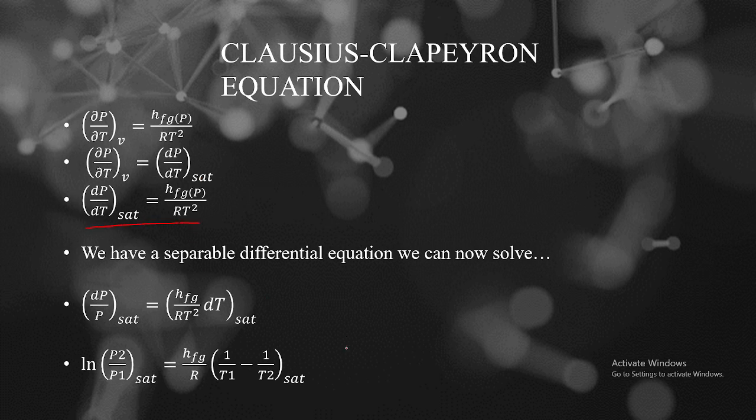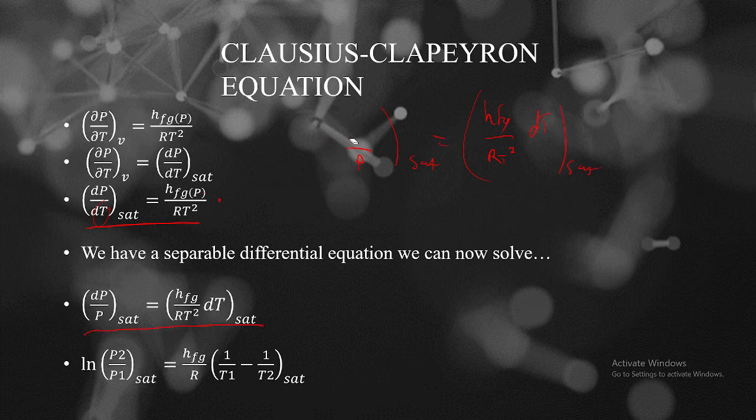Now we have a separable differential equation, right? So we can take the dP over P. All of this is at saturated conditions now, right? So I can send the dP over, so I have dP over P at saturated conditions, and I can send the dT to this side as well. But I have my h_fg over R T squared dT also at saturated conditions. So that's what we have over here.